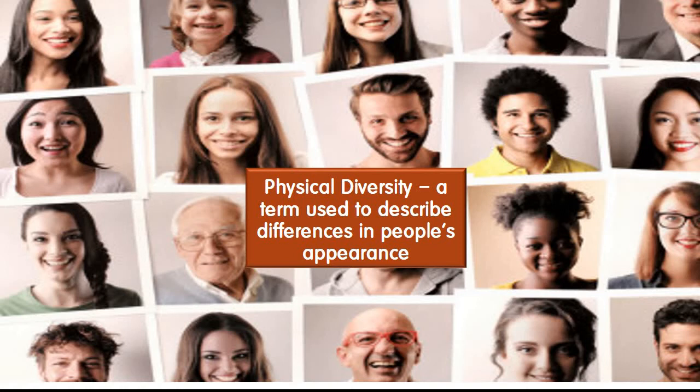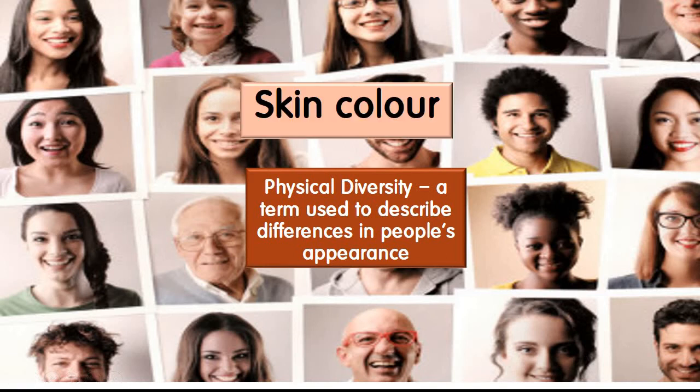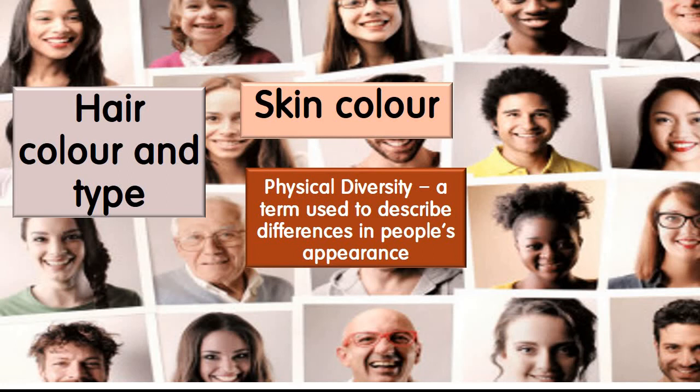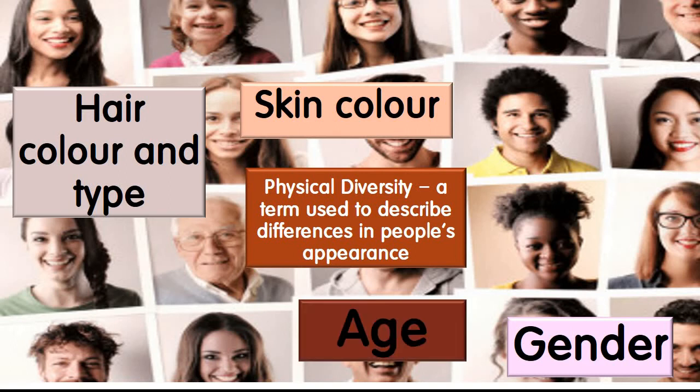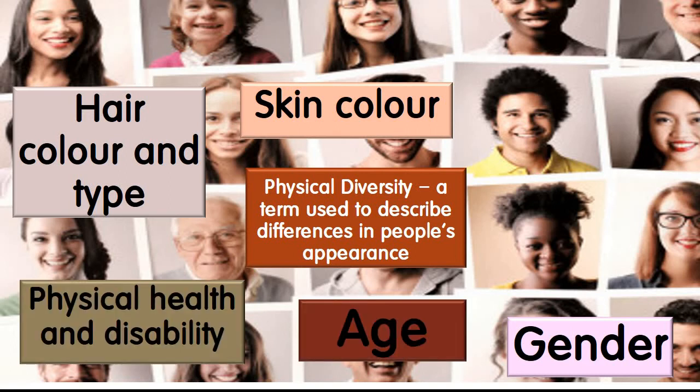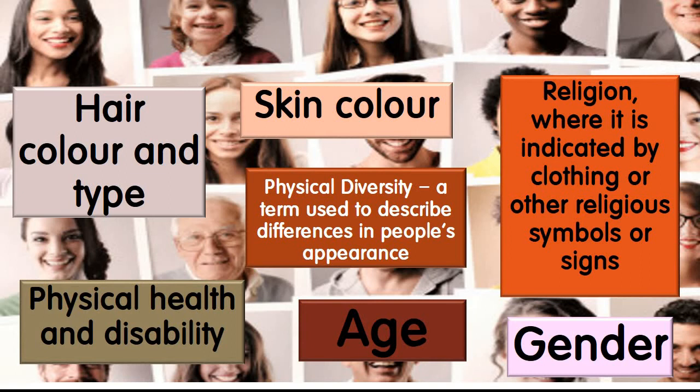Okay, so for question 2, you're going to look at physical diversity. The question actually asks you to give 3 examples of physical diversity within your chosen community. So it's a term used to describe differences in people's appearance. So skin colour could be diverse, could be different. Hair colour and type can be different. Gender can be a physical diversity. Age, physical health and disability. Religion, where it's indicated by clothing or other religious symbols or things that somebody might wear to show that they belong to that particular religion.